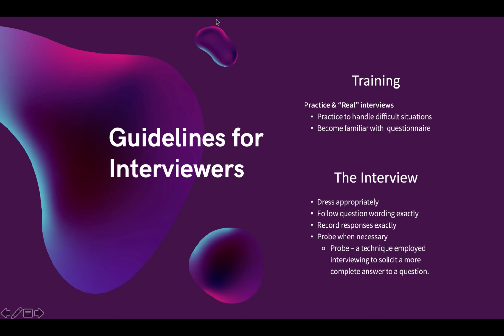The interviewer wants to match their dress to the dress of the people they are interviewing. Second, follow question wording exactly. This is because we don't want to bias how we're asking the questions of the participants. We want to ensure that each participant is getting the same treatment in terms of how they're being asked these questions. You also want to record those responses exactly. And finally, when necessary, the interviewer should probe, asking follow-up questions of the participant, or asking them to clarify, or clarifying for the participant so that we can get the best complete answer to that question.